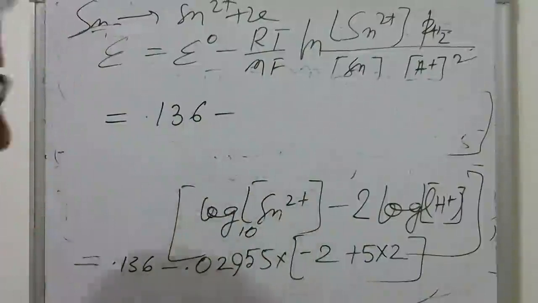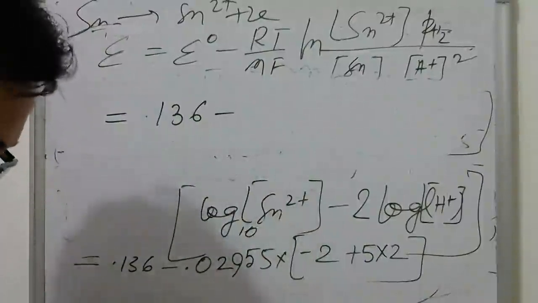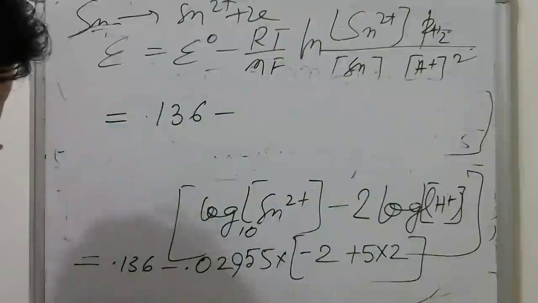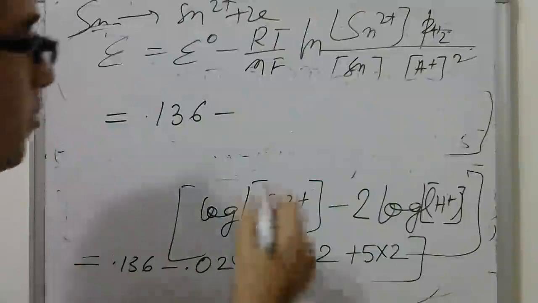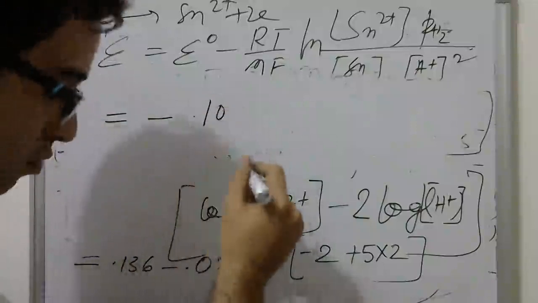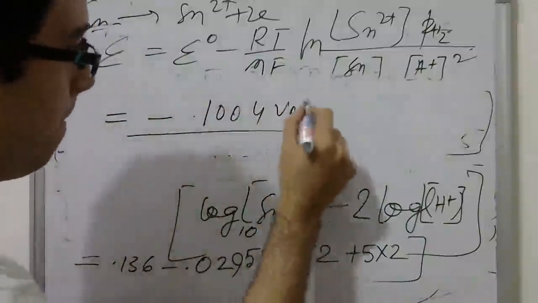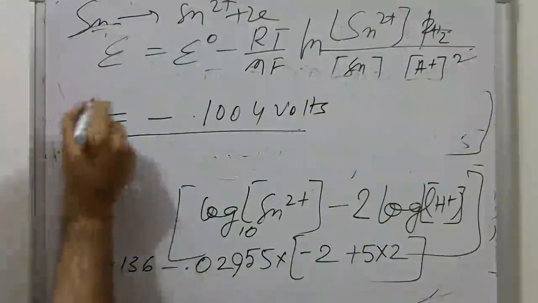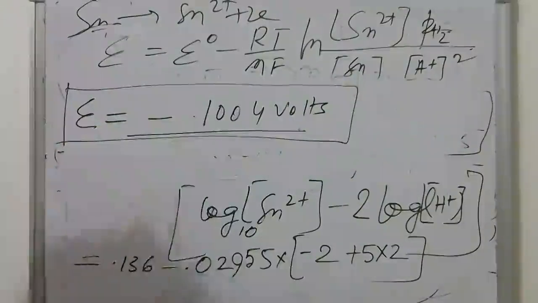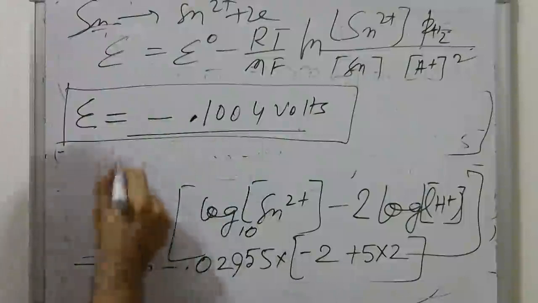So it becomes my final result. 0.136 minus 0.02955 multiplied by 8. How much does it become? Just calculate for yourself. The result becomes minus 0.1004 volts, E. So E is minus 0.1004 volts, it's very important. So E is less than 0, negative.